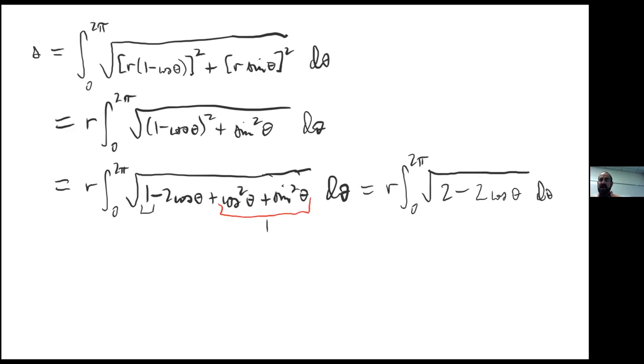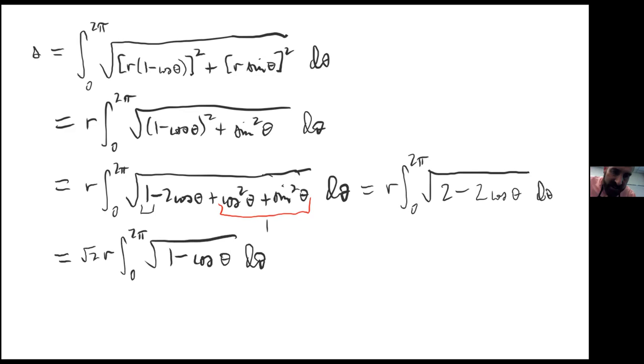Now, I could factor out 2, can't I? And pull out a square root of 2 in front of everything. See what I mean? And if I do that, I'm going to get square root of 2r, integral from 0 to 2 pi, square root of 1 minus cosine of theta d theta, okay? And so we've got this thing down to something that looks relatively simple compared to what we started with, yes? We factored out 2, that was under the square root, now we have the square root of 2 times r out front of this thing.